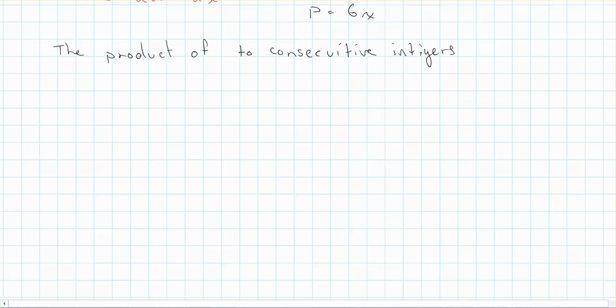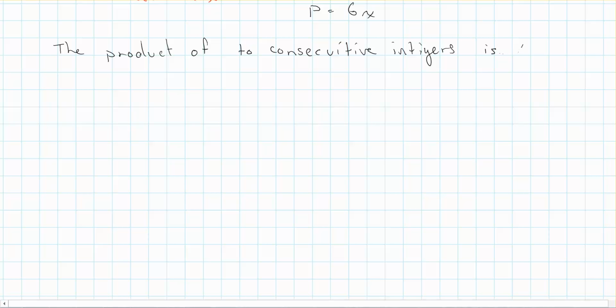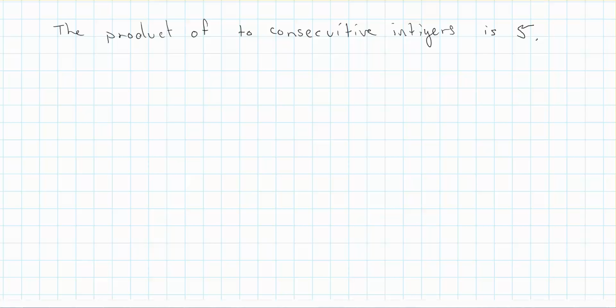All right, let's look at one more here, maybe two more. Let's look at the product of two consecutive integers is 5. So we're going to write an expression or an equation down here. So let's first just think about this. Well, the product of two consecutive integers.